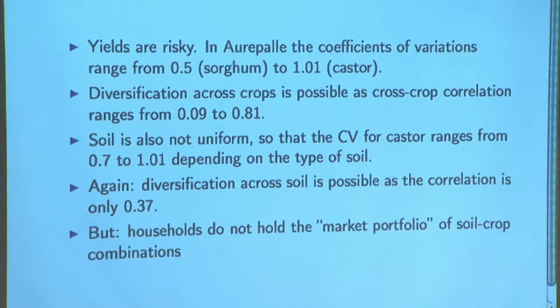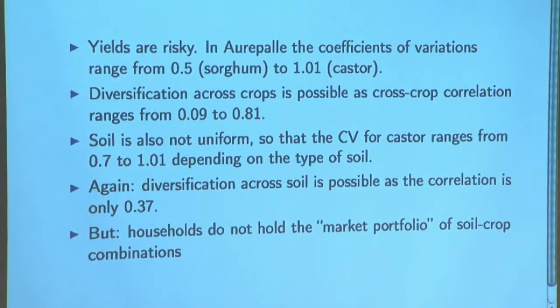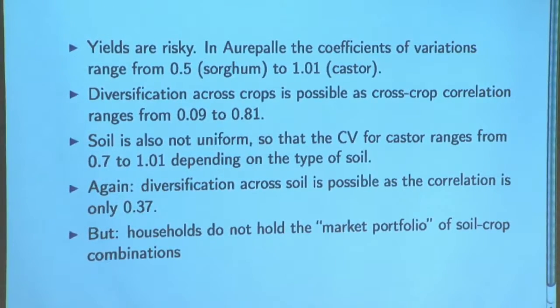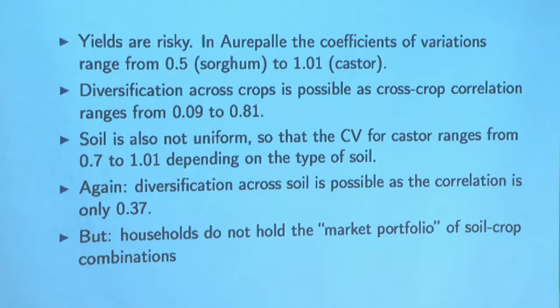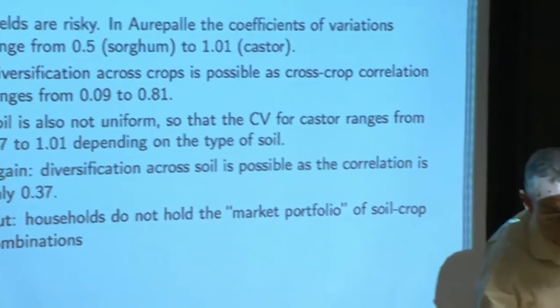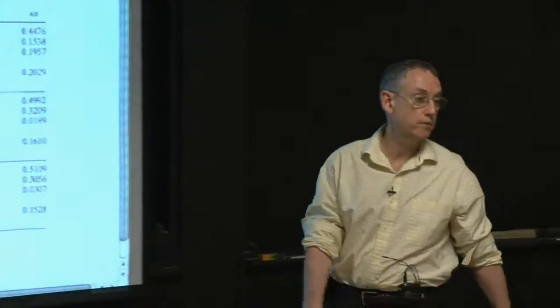Soil isn't uniform either. You can look for a given crop at how the coefficient of variation varies from one type of soil to another. And again, the cross-soil correlation for a given crop is 0.37 and relatively low. Nevertheless, as I said, it's not true that all households hold a diversified basket of all these things.